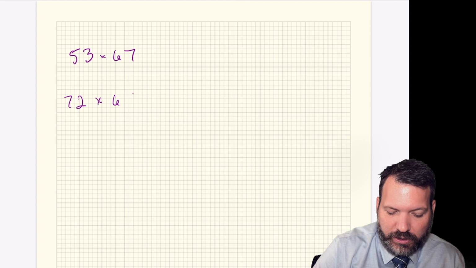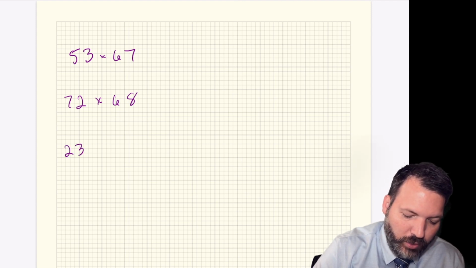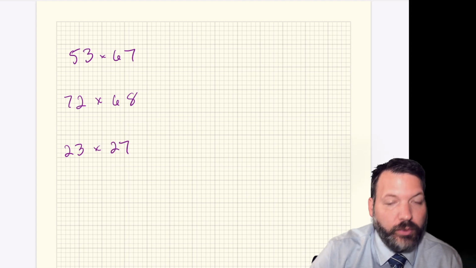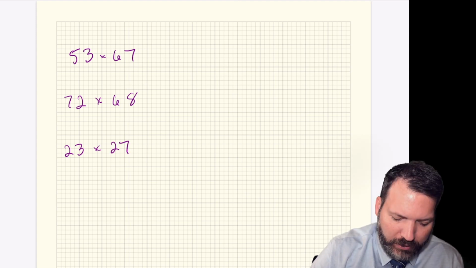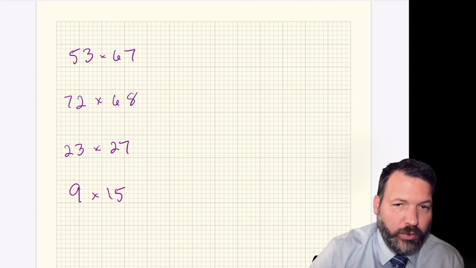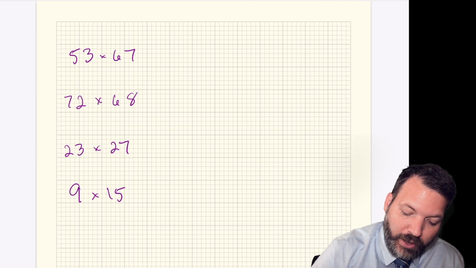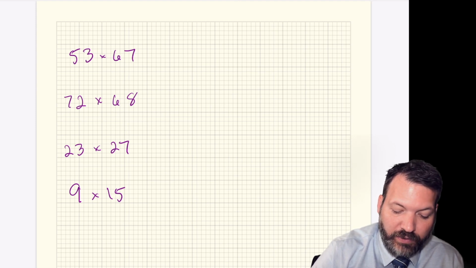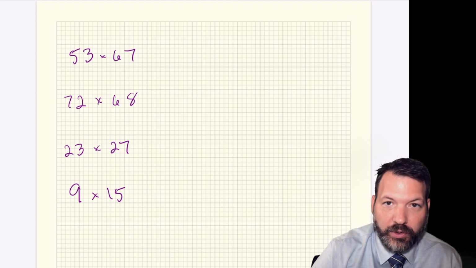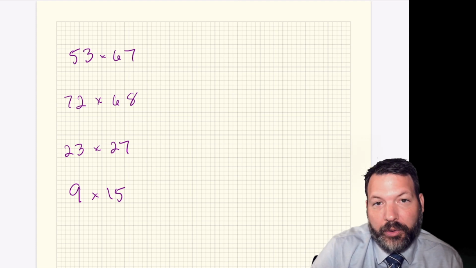72 times 68. We might want to do 23 times 27. Those are equidistant from 25. And let's just do one more. Let's do kind of a weird one. 9 times 15. So that's equidistant from 12, but I'll say what makes that weird in a second. So what I'm going to do now is, instead of thinking about these like specifically 100 plus something and 100 minus something, obviously these are no longer centered around 100. Instead, they're centered around some unknown number. At least we don't know the number ahead of time.